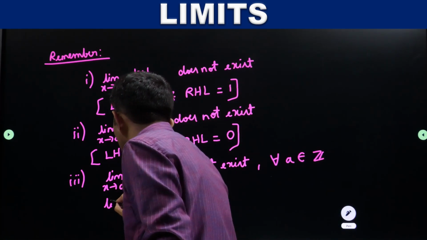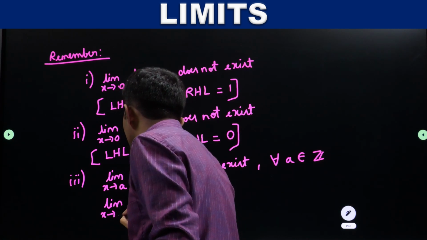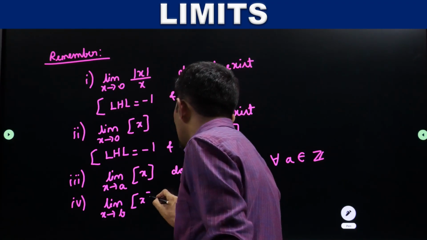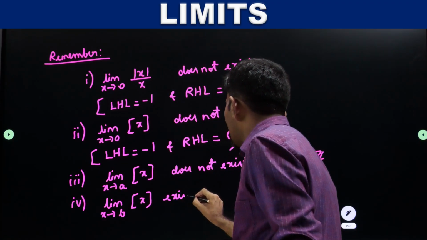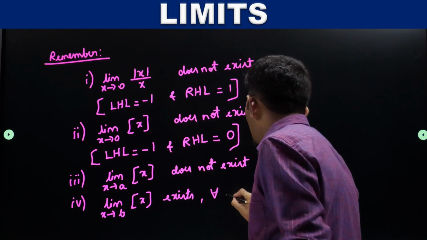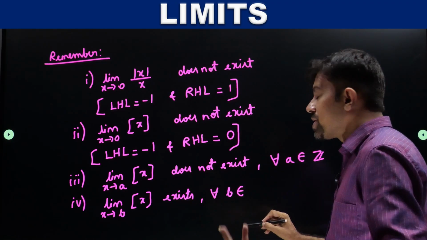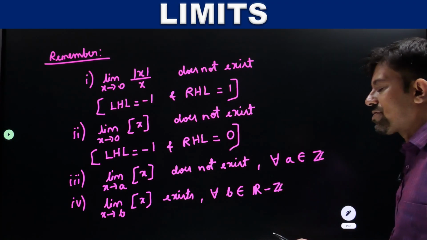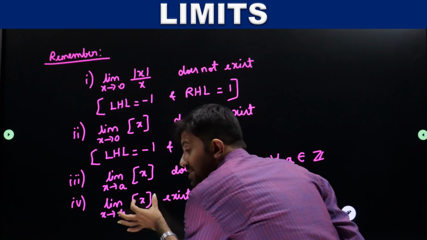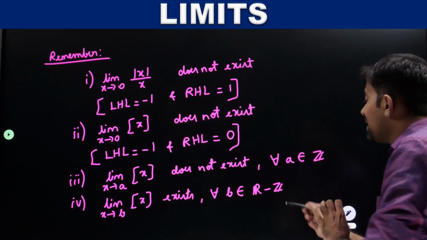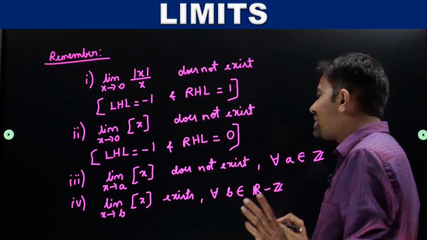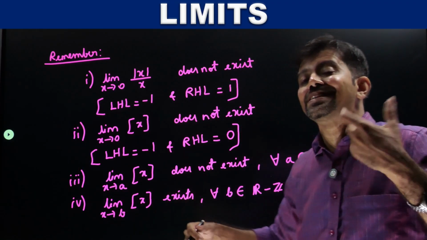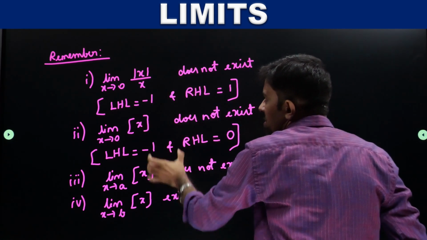And limit x tends to b of the greatest integer function exists if b is a non-integer. Exists for all b belonging to non-integers. How to write non-integer? From the real numbers, we remove all the integers, we get non-integers. So limit x tends to b of the greatest integer function exists only if b is a non-integral value. In that case it exists. B should be non-integer. So all these things are better to remember.